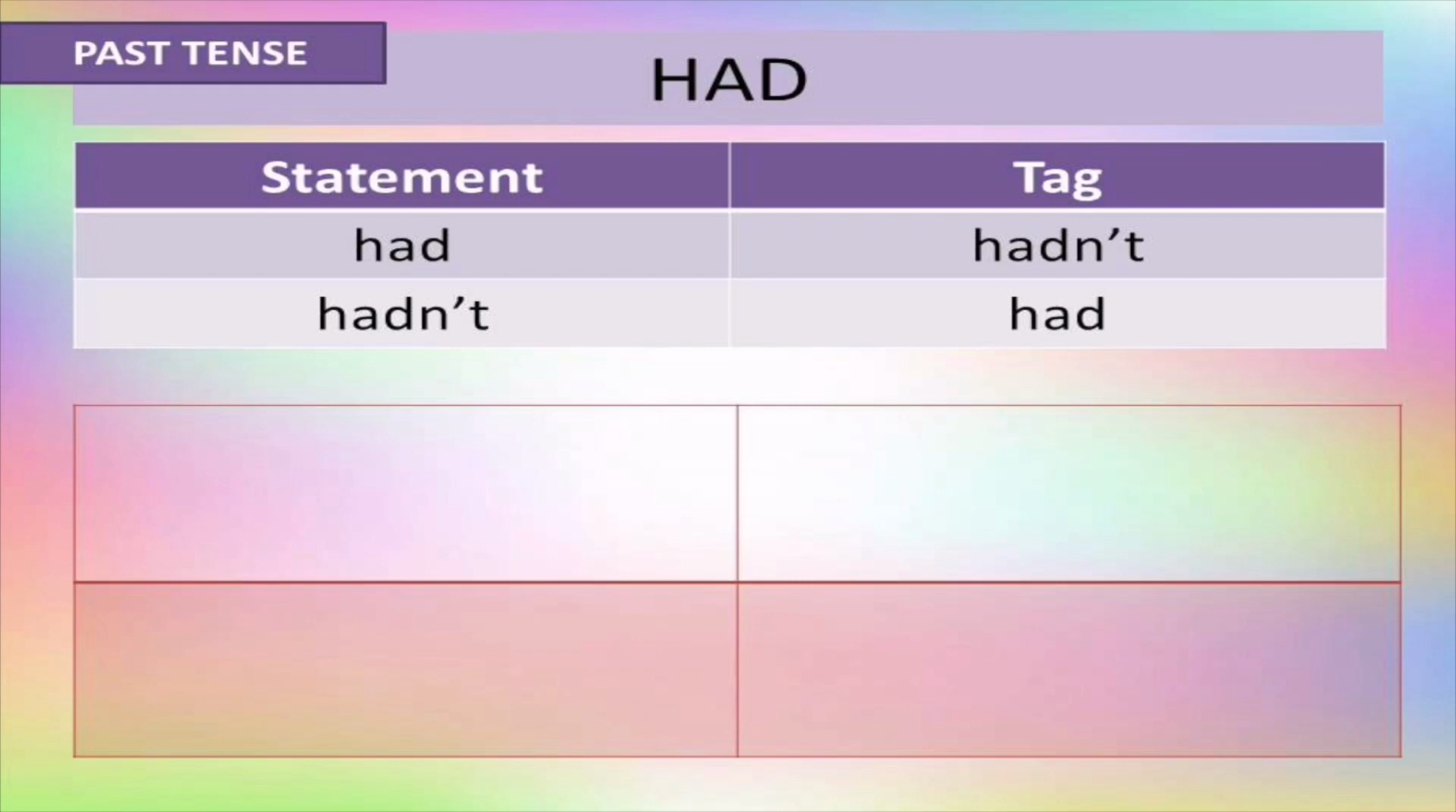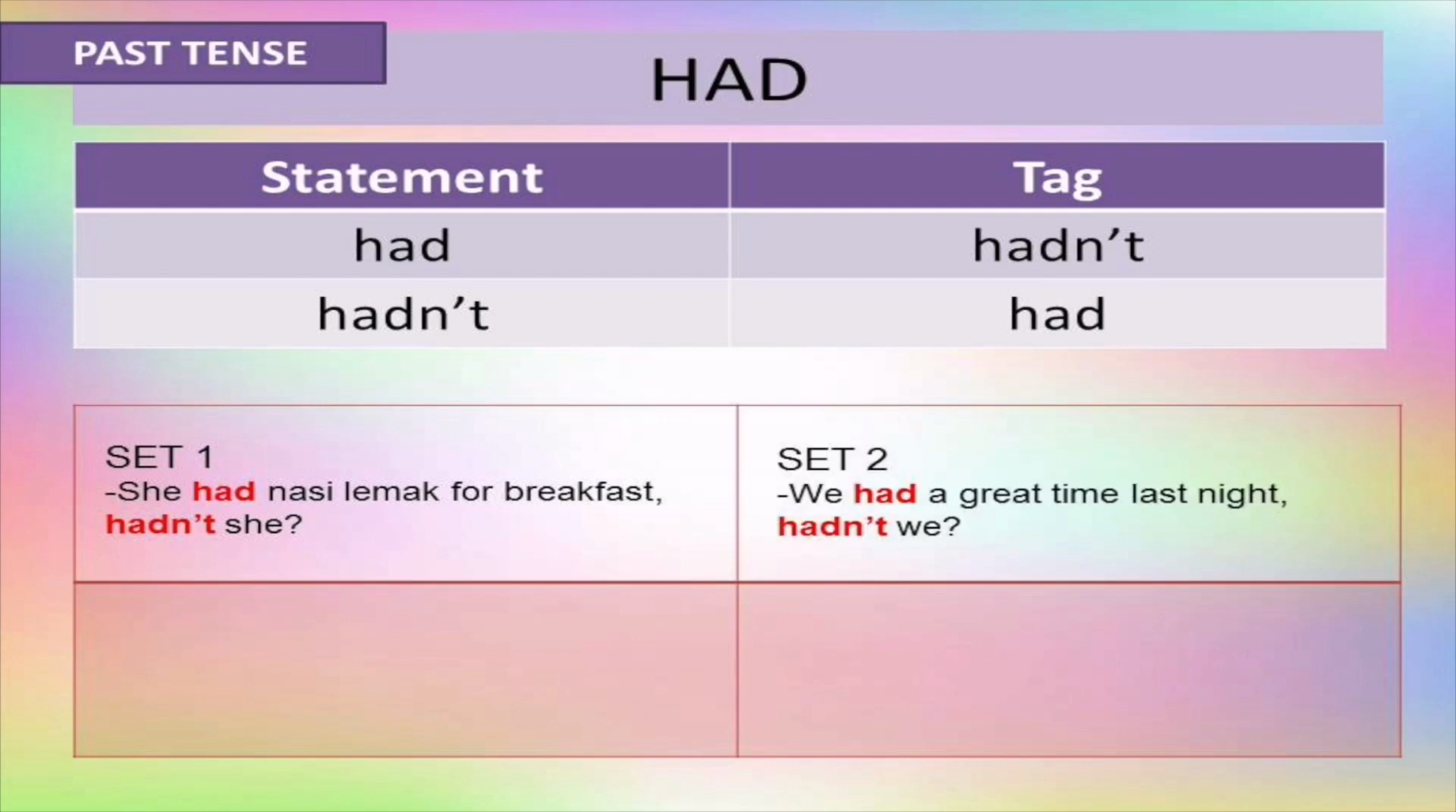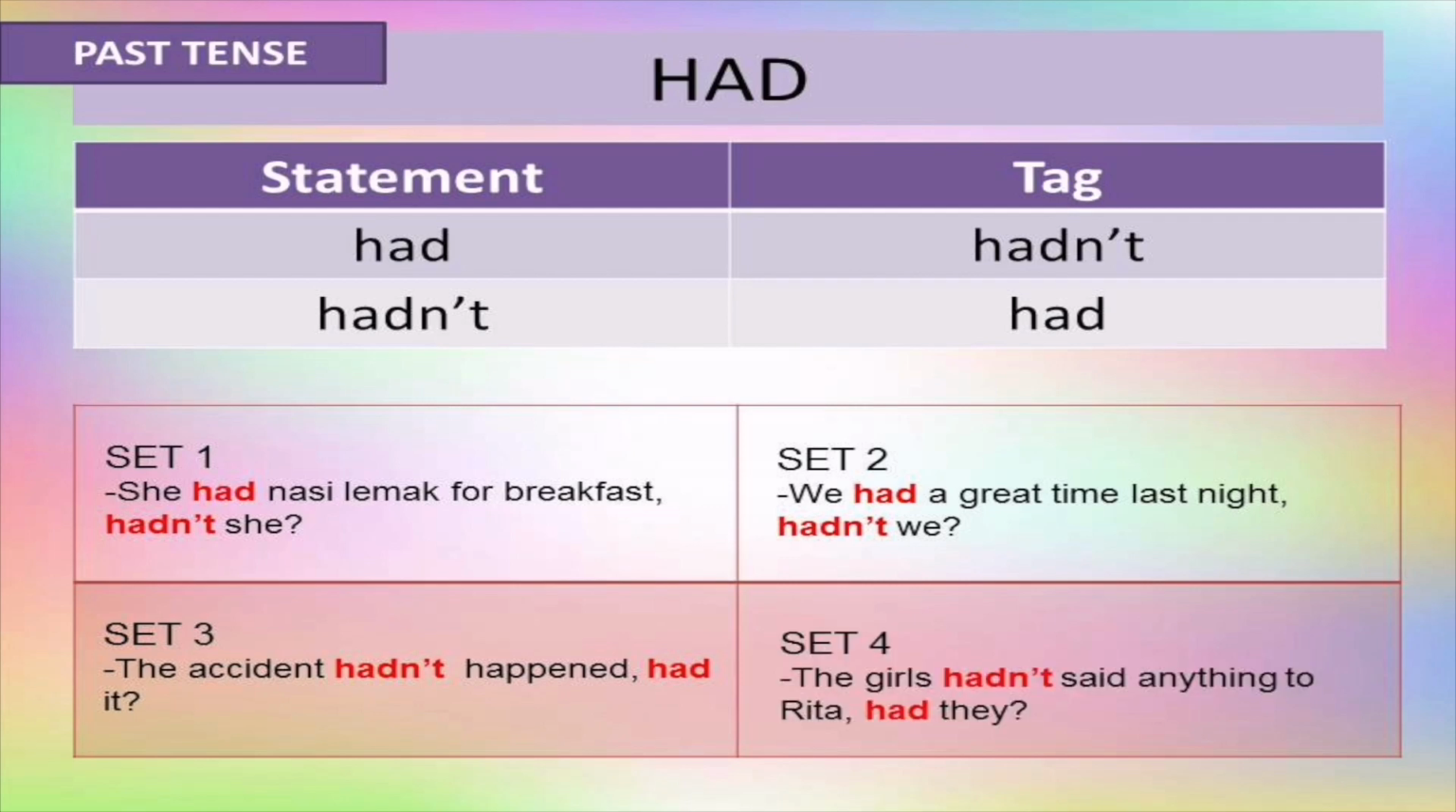Alright? So next, let's look at the past tense. For singular and plural subjects, we only use had. Okay, let's look at the table first. Had, hadn't, hadn't, had. She had nasi lemak for breakfast, hadn't she? If it's plural, we still use had. We had a great time last night, hadn't we? What about negative statements? The accident hadn't happened, had it? The girls hadn't said anything to Rita, had they? Let's look at do verbs.